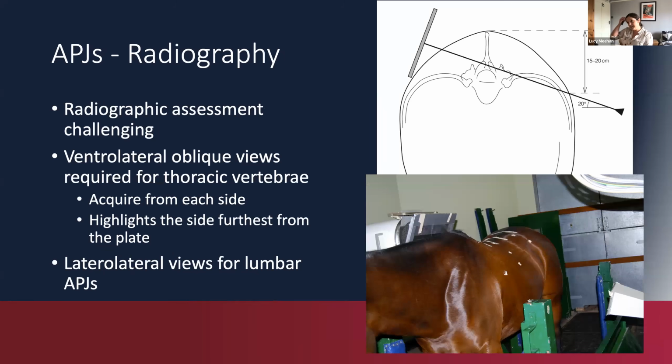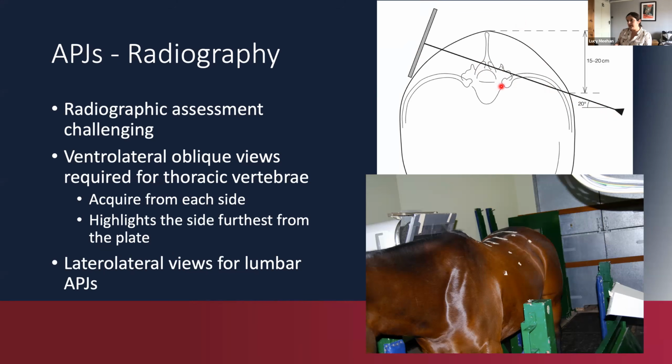So how do we assess these in the live horse? So we do often radiograph these. Now, I've put a big caveat saying that radiographic assessment is challenging. This is not one that you can get in the field with your portable generator. This is the setup at one of the clinics that I've worked in to get these oblique views. So we do a 20 degrees ventral, 20 degrees lateral, dorsolateral oblique.